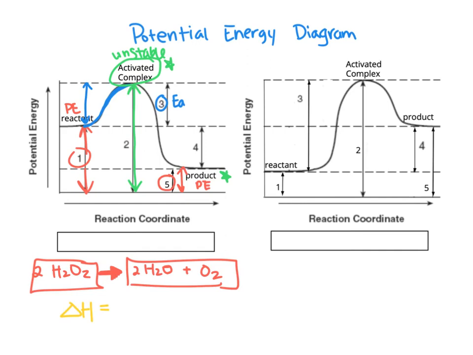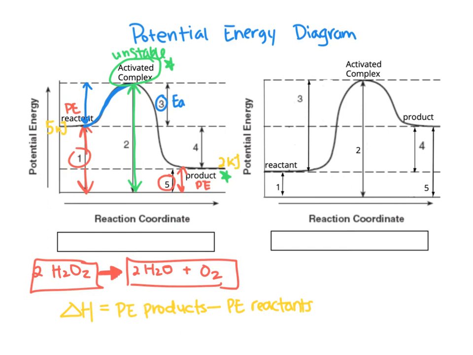All right, lastly, I'm going to go over the change in enthalpy concept, or delta H. As a reminder, delta H is equal to the potential energy of the product minus the potential energy of the reactant. If I were to give numerical values, as an example, I could make the potential energy of the reactant 5 kilojoules and the potential energy of the product 2 kilojoules here.